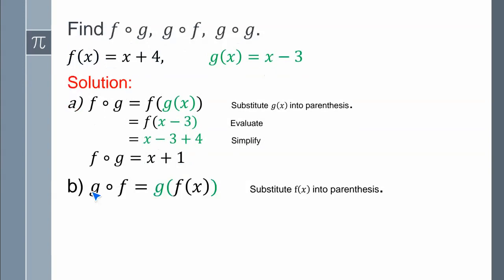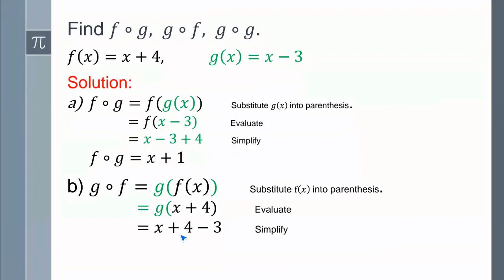Okay, so here we have g of f. Notice again, the function f is going to be the inside function. So let's replace f of x with x plus 4, and now I have g of x plus 4. Whatever is in the parentheses, it's asking me to evaluate for the function g. So I'm going to go to my function g, and wherever I see an x, I'm going to replace it with x plus 4. So we get x plus 4 minus 3, and we end up with x plus 1.